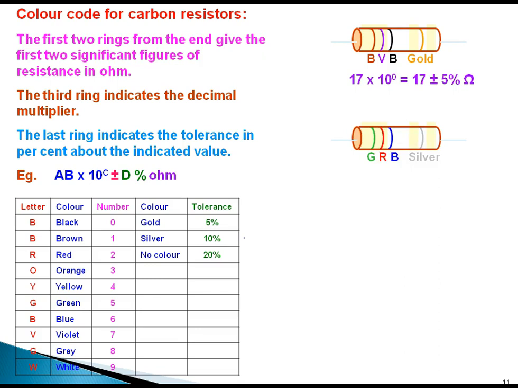Like this. Green, what you will say for the green? You just see the table? Yes, 5. Red, 2. Blue, see the table? 6. So you can write 10 raised to power 6. Silver, plus minus 10%. Okay, let me show it. 52 into 10 to the power 6 plus minus 10%.